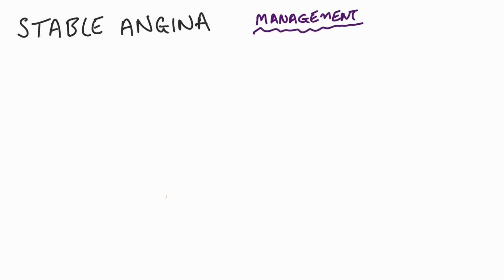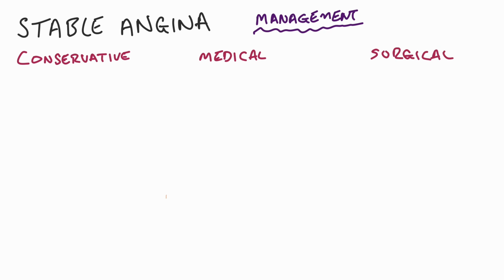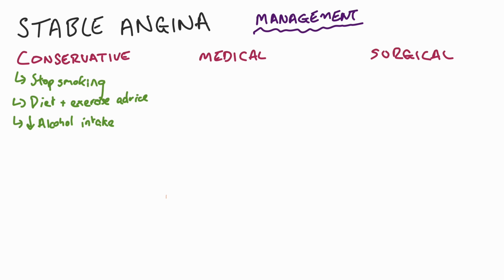Stable angina should be managed through a combination of conservative and medical treatment options. If persistent or severe, then surgical options may also be considered. All patients should be advised to improve their cardiovascular health, meaning giving advice to stop smoking, maintaining a healthy weight, and to increase their physical activity levels within the limits of their symptoms. Also, encouragement should be given to limit alcohol consumption to within recommended limits.